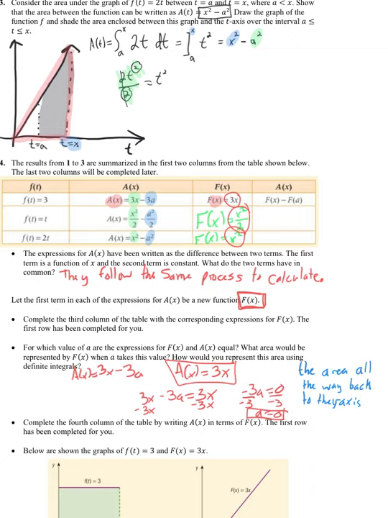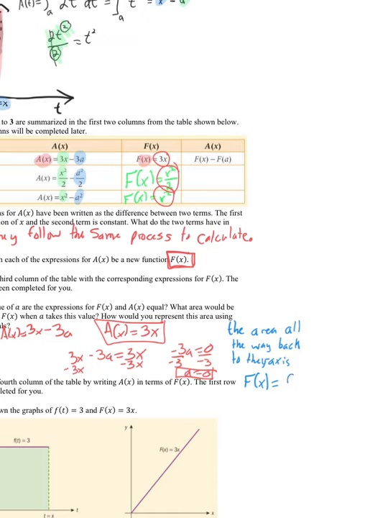And then how would you represent this area using definite integrals? So we would say f of x equals the integral from 0 to x of f of x dx. So it's just saying we would go from 0. 0 would be our constant term, not a.